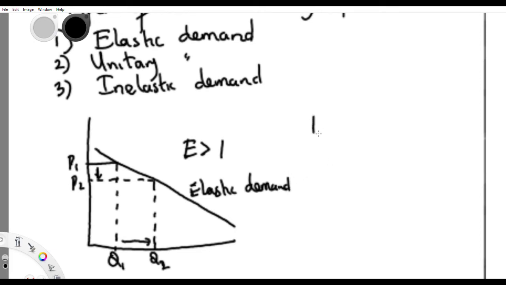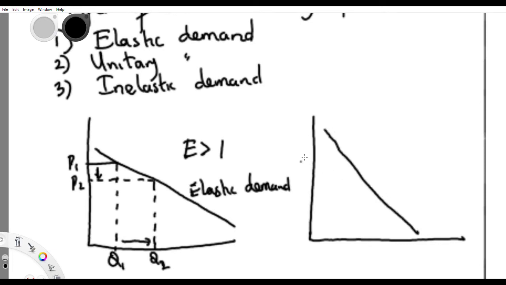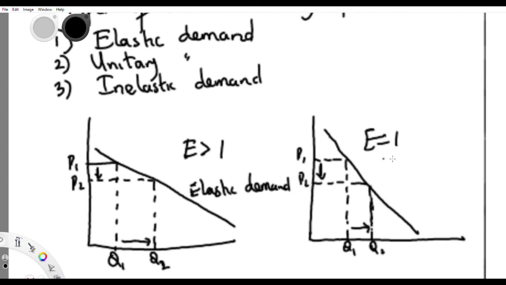And now we have the unitary. For unitary, the same amount of change in price leads to the same magnitude of change in quantity. So this is price 1, price 2, then quantity 1, quantity 2. Here the elasticity equals 1, and that's a unitary demand.